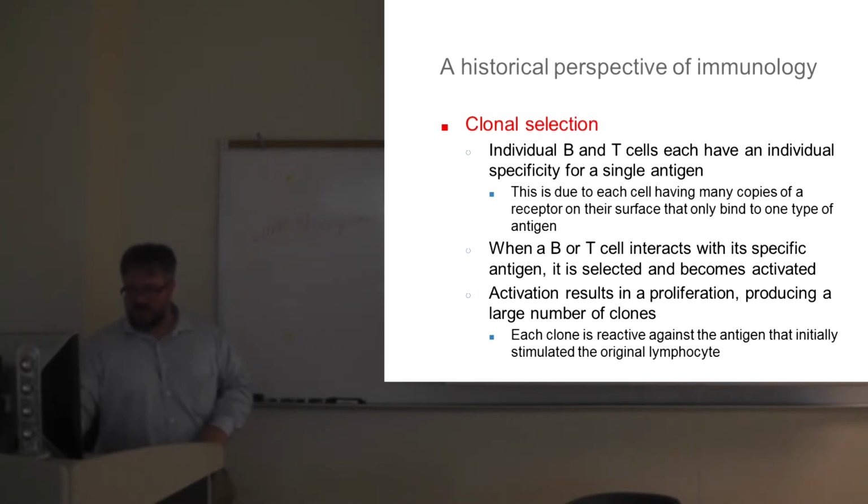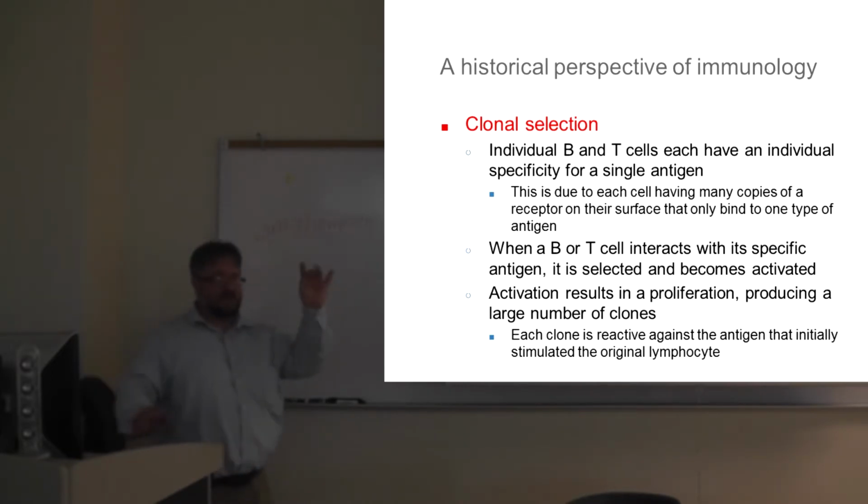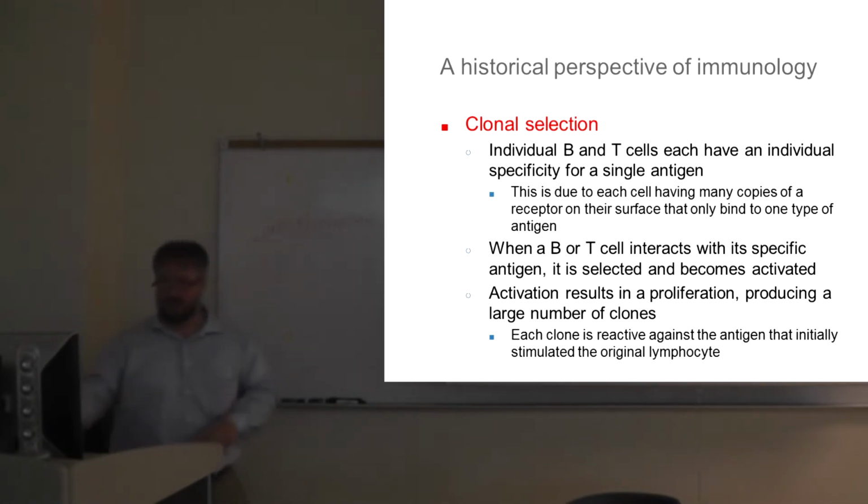So this is due to each cell having many copies of a receptor on their surface that only bind to one type. So again, this is probably an important point here. Each cell has its own receptor, and it only has that one receptor. It has a lot of that receptor, but it's only one type of receptor. This cell doesn't have the same as this cell. They're all different, but they don't have two different types of receptors. So one B cell doesn't have two different antibodies. It has one antibody, okay?